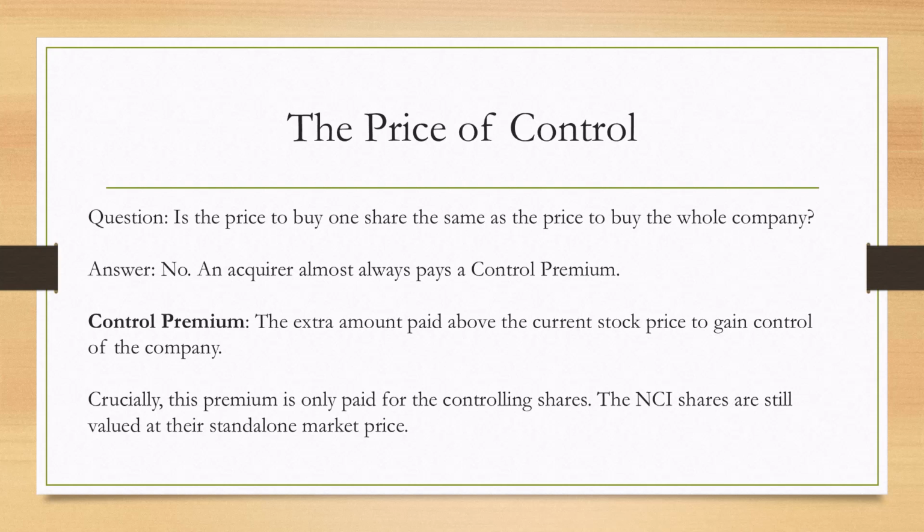This brings us to one of the most interesting parts of M&A valuation, the control premium. Ask yourself this question: is the price for one share of a company the same as the price for the share that gives you the power to run the entire company? The answer is almost always no. An acquirer typically pays a control premium, an extra amount above the current stock price, to gain that crucial controlling interest. And here's the key rule: this premium is only paid for the controlling shares. The remaining non-controlling interest shares are still valued at their standalone market price.